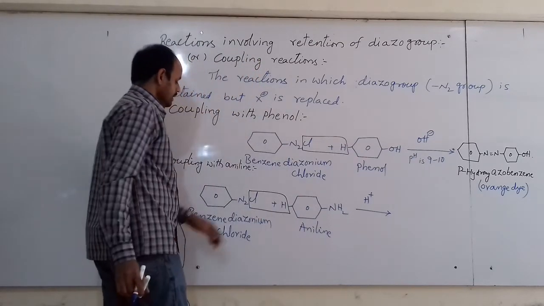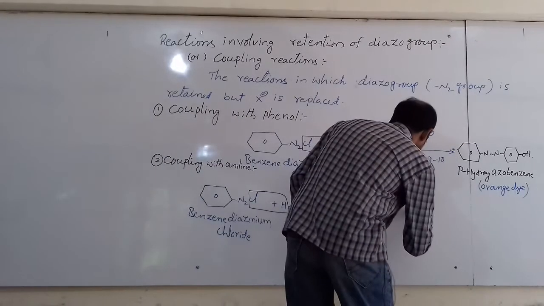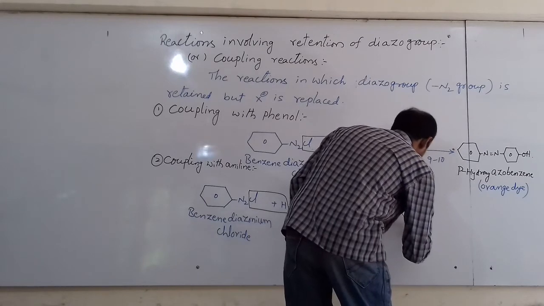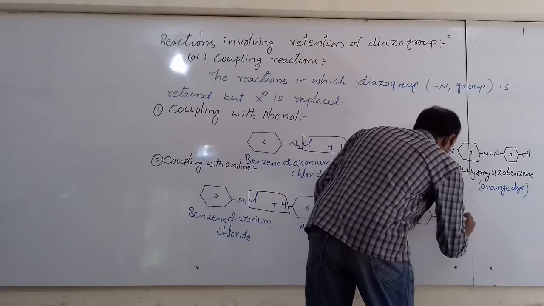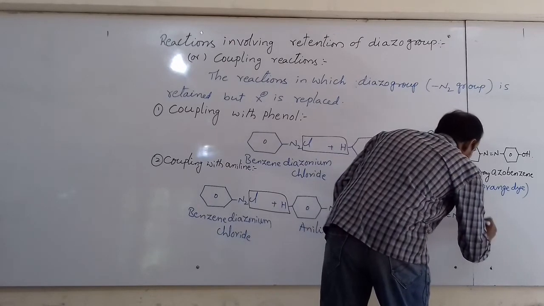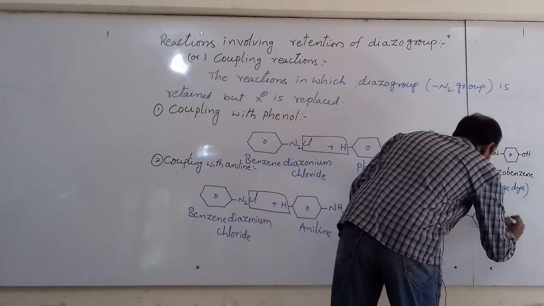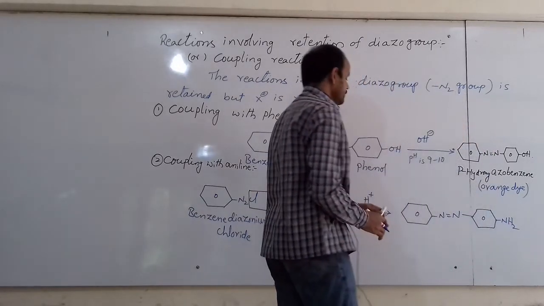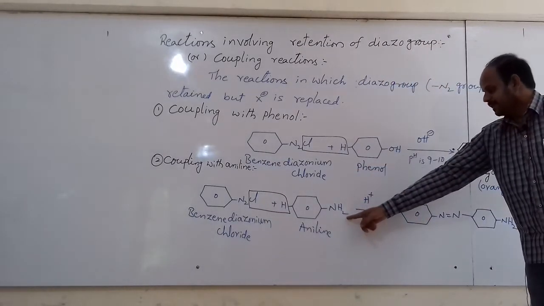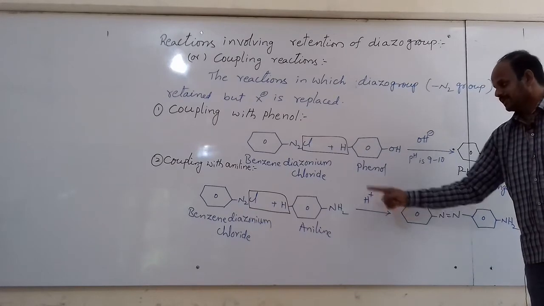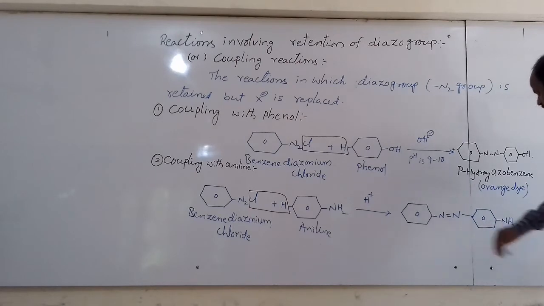Then HCl is removed, and this carbon forms a bond with nitrogen. Thus we get N double bond N, and here NH2. Okay. That benzene diazonium chloride reacts with aniline in the presence of weak acid. Then HCl is removed, that carbon forms a bond with nitrogen. Thus we get this compound.